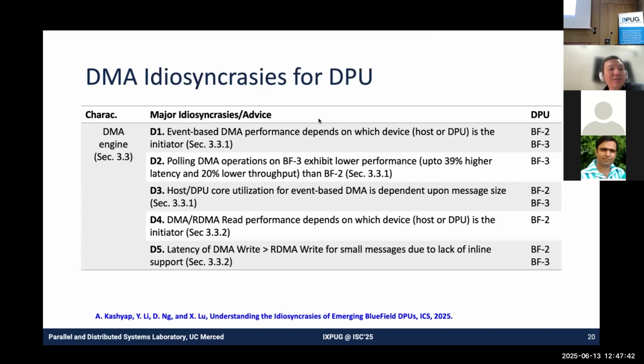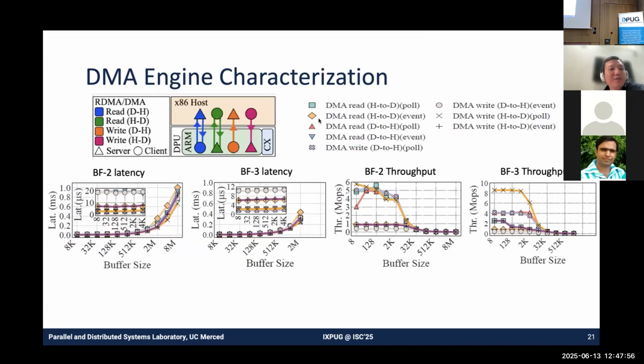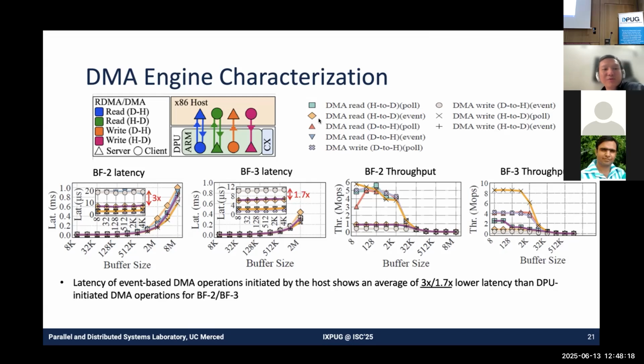So we observed a lot of interesting things here. We have summarized them into 5 different pieces of advice. Because of time, we can only discuss the first one, but feel free to take a look at the others. For the first one, it's actually pretty easy, because like Rohit mentioned, you can do H to D, D to H, or D to D, and so forth, many combinations now. You can also do event-based notification or polling-based completion. We want to see what happens from BlueField 2 to BlueField 3 on the latency as well as the throughput.